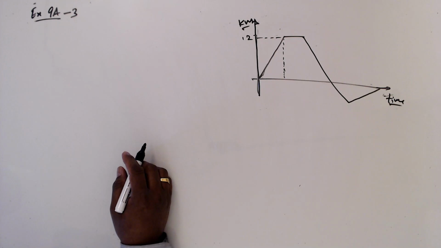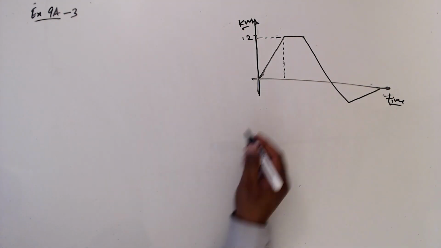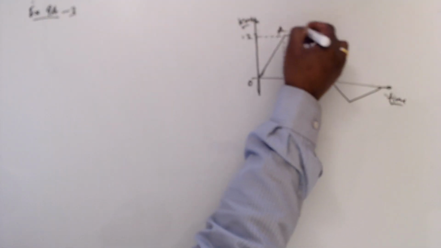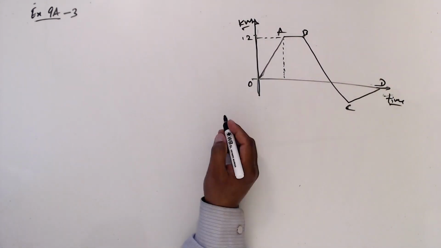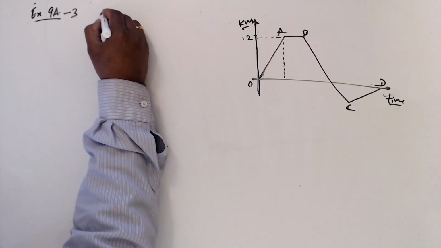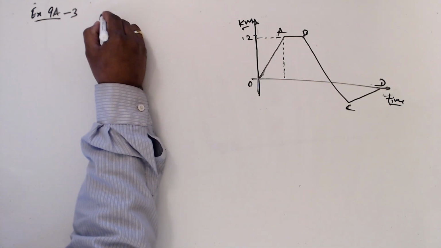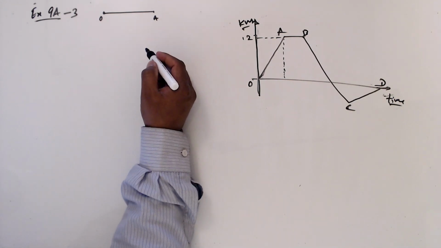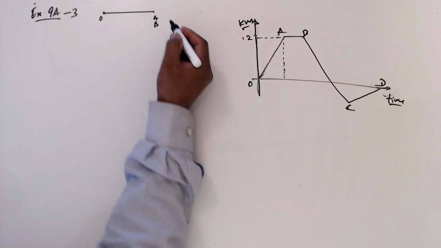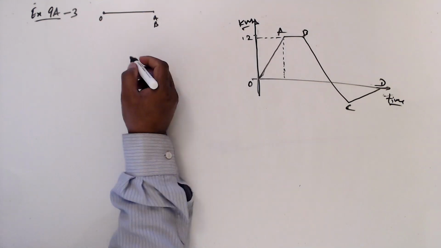Question number 3. Sarah left home at 10 a.m. and cycled north in a straight line. The diagram shows a displacement graph of a journey. So if I put O, A, B, C, D, she left from O and she goes to A, and then she waits. So this is the waiting time.